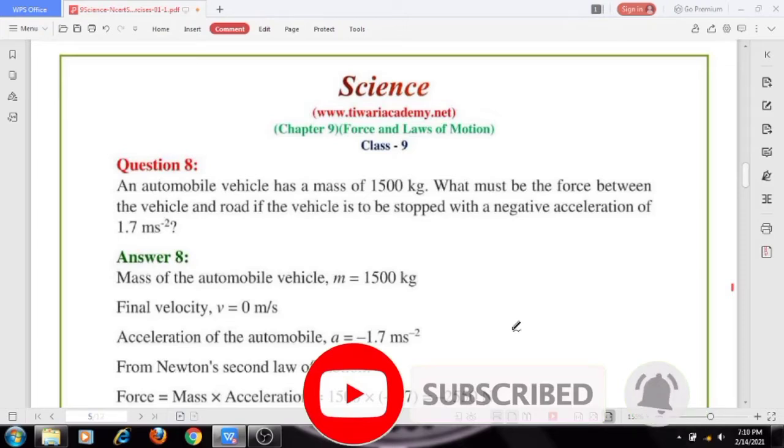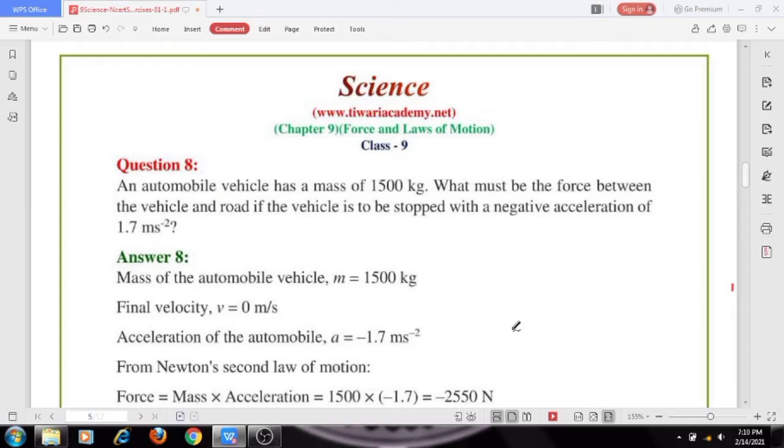So in this video we will continue with question number 8. An automobile vehicle has a mass of 1500 kg. What must be the force between the vehicle and road if the vehicle is to be stopped with a negative acceleration of 1.7 meter per second square? So this is our problem. How to solve this problem?